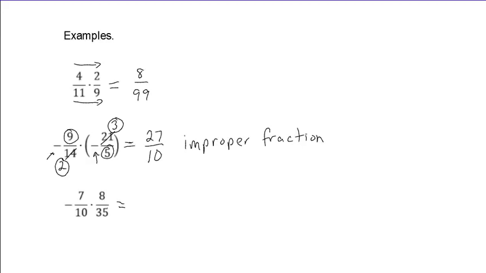My last problem that I asked you to do, I have a negative fraction times a positive, so my answer is going to be negative. I do have a little bit of reducing I can do. 7 goes into 7 1 time. 7 goes into 35 5 times. 2 goes into 8 4 times, and 2 goes into 10 5 times. I don't see anything else, so I'm ready to rumble. My numerator is 1 times 4 is 4, and then 5 times 5 is 25, and we are done.